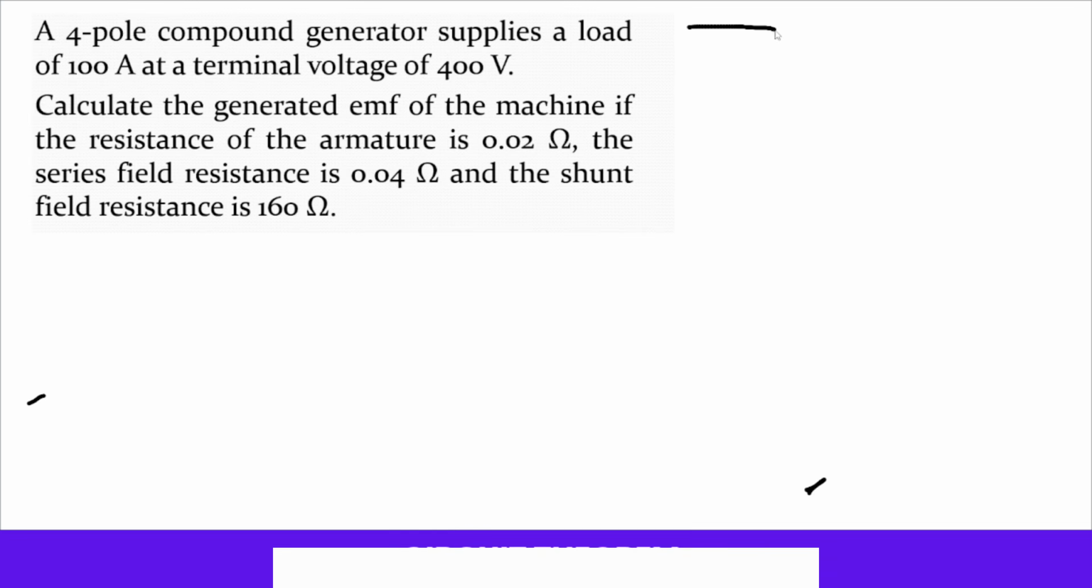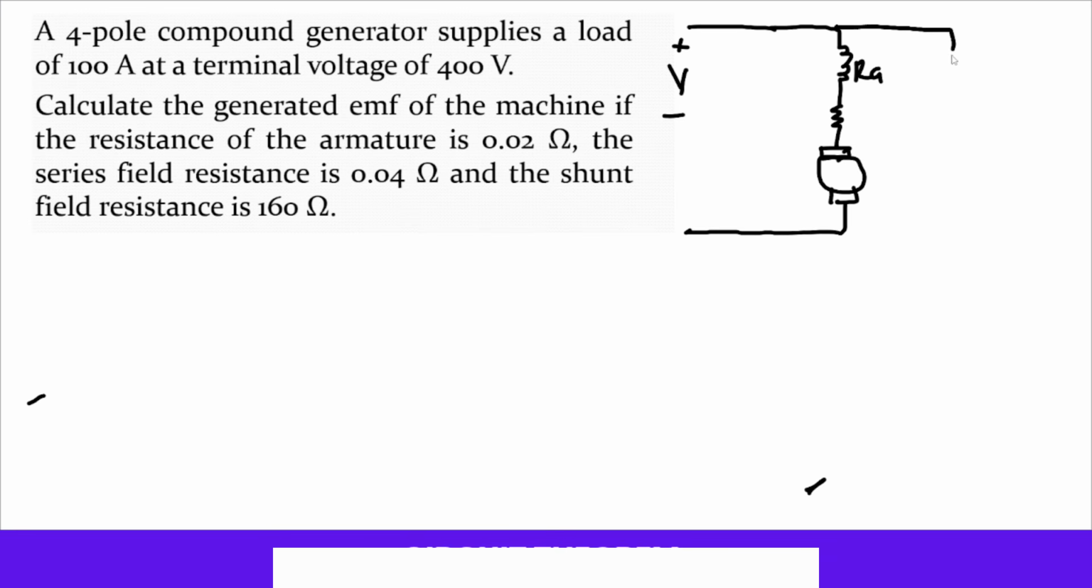So this is where our terminal voltage is located, at this point. And then it has the armature resistance, which is RA, and then the series resistance with it. And then we have the motor here. And then finally we have the shunt connected in parallel with the system. So this is where our load comes.